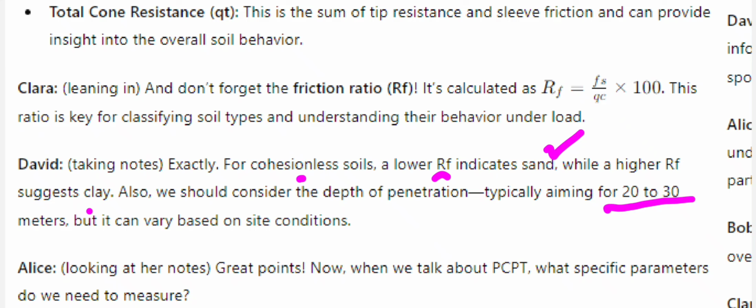Looking at our notes, great points. Now when we talk about PCPT, what specific parameters do we need to measure?